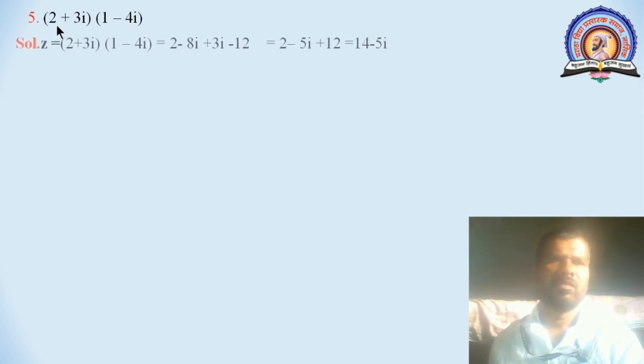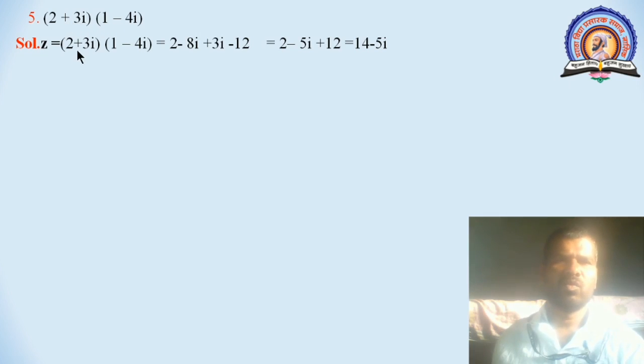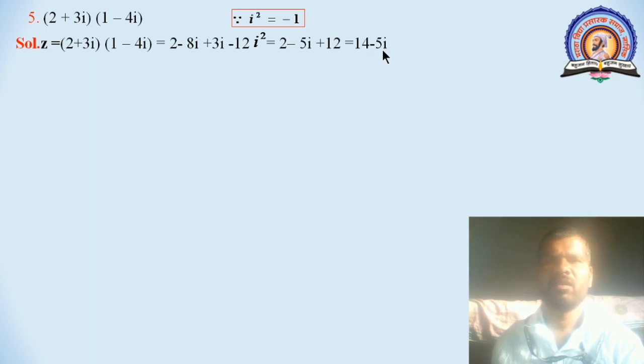The next is (2 plus 3i) into (1 minus 4i). It is quite simple; it is a simple multiplication of two brackets. So (2 plus 3i) into (1 minus 4i). We are multiplying these two brackets. You will get 2 minus 8i plus 3i minus 12i squared. The value of i squared is minus 1, so put that value. You will get 2 minus 5i plus 12. 2 plus 12 is 14, minus 5i. So a is 14, b is minus 5. So the required z is in the form of a plus ib.